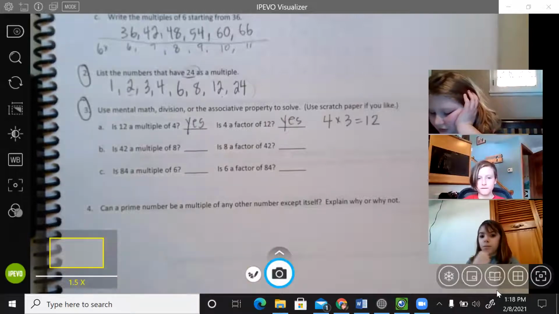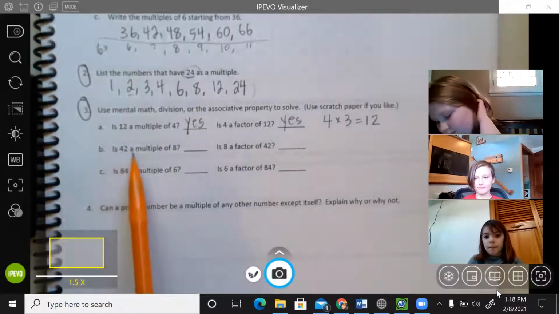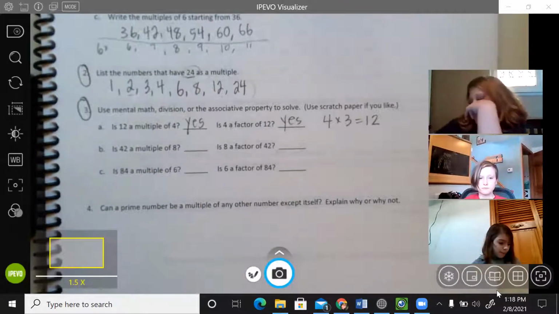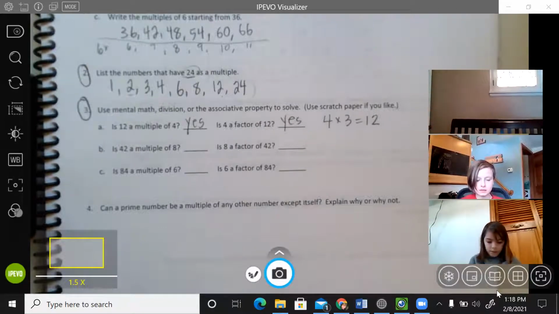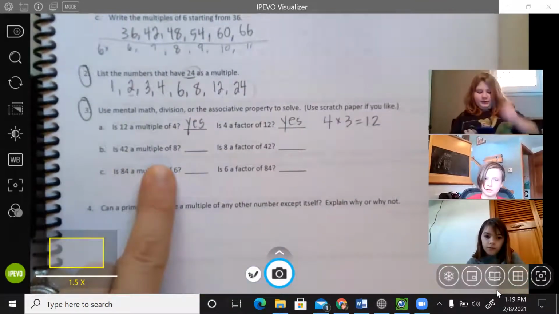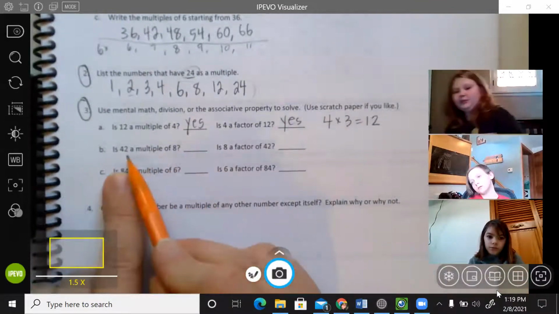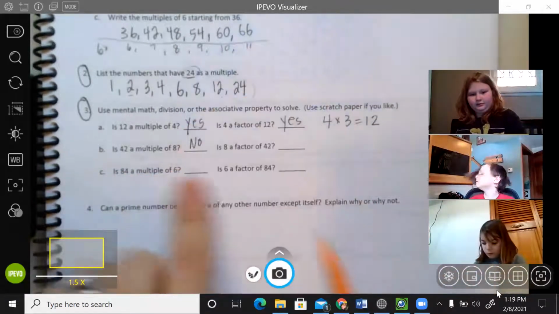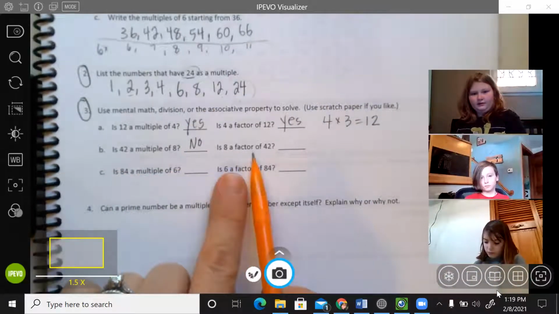Okay, Sunny, we want to figure out, is 42 a multiple of 8? So if you put in your calculator 42 divided by 8, what do you get? I get a decimal. Right, you get 5.25. So that means if we count by 8s, will we ever land on 42? No. So then over here, is 8 a factor of 42?